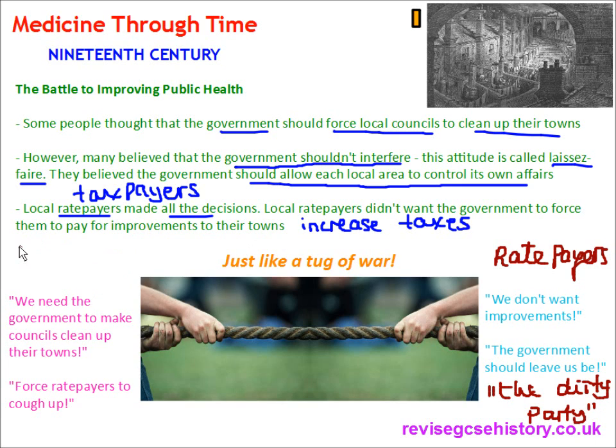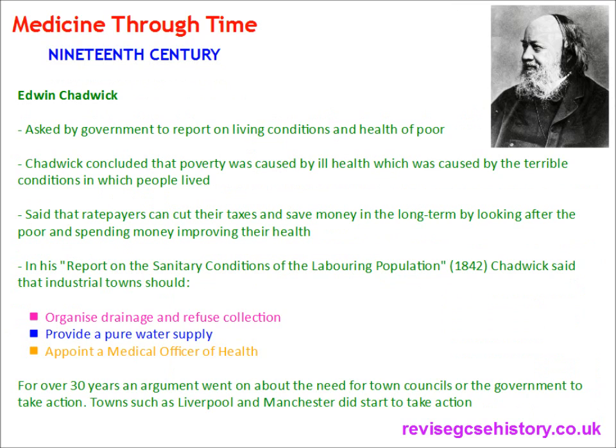On the other side, we've got poorer people who are suffering from poverty and ill health due to the poor living conditions. They're saying, we need the government to make councils clean up towns, or force ratepayers to cough up. So this sort of tug of war went on throughout the 1800s, and this is the battle to improving public health. So we've got ratepayers versus these poorer people. Let's have a look at some other stuff.